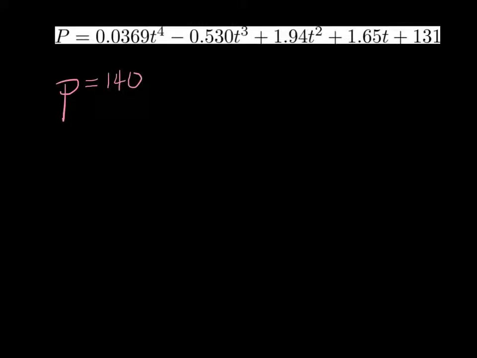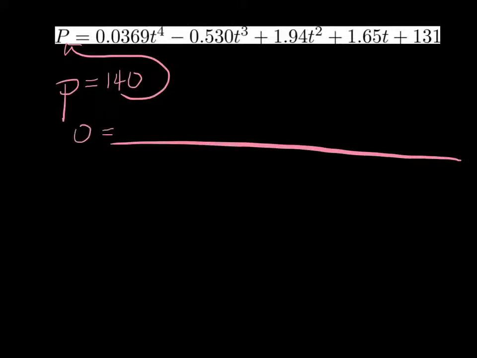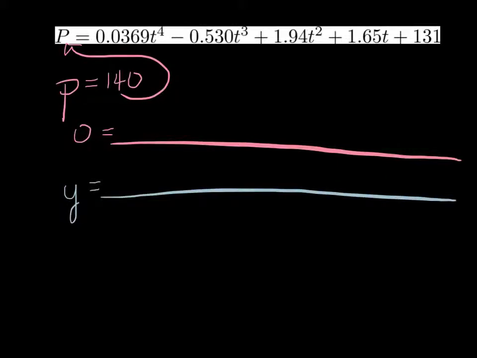So you're going to substitute that 140 there, and then you're going to make all of that equal to 0. So you're going to solve so that you have 0 equals something. And that's what you have to do for that first part. Now, the second part is a little trickier, but basically what you're going to have to do is make that 0 equal to y. So y equals whatever you found up here.